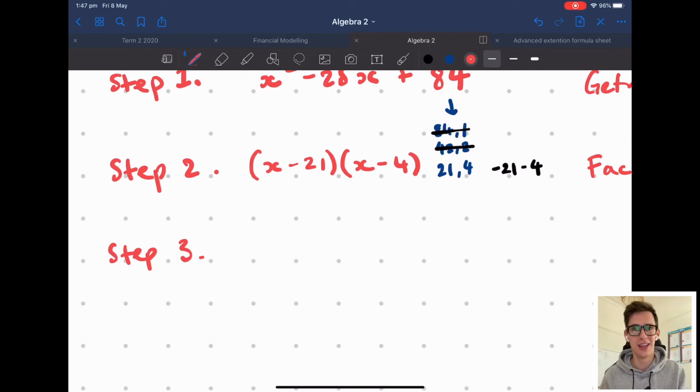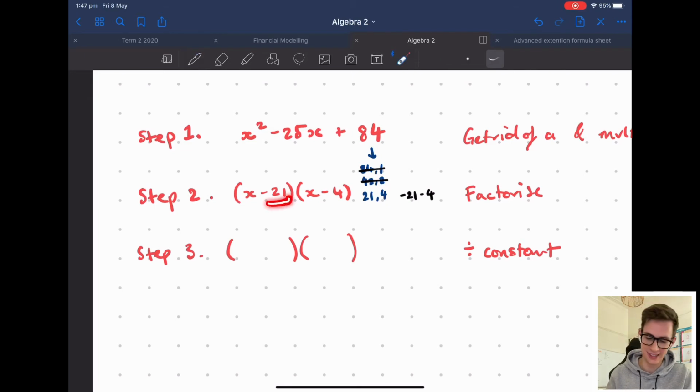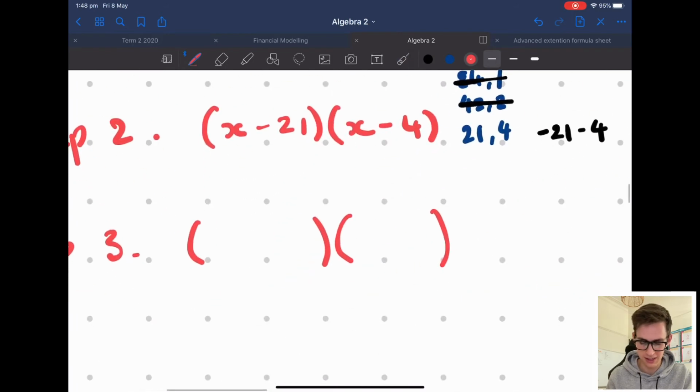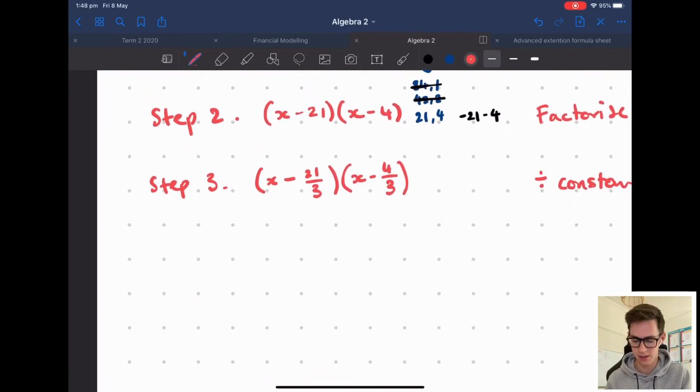We're still going. The next step, it's quite a nice one. We're going to divide the constants. Now, a constant number is just a number without x. So it's just these numbers here, okay? We're going to divide the constant by that original A value, that 3, the one we multiplied by C. Now what we're going to do is divide each of these constant numbers by 3.